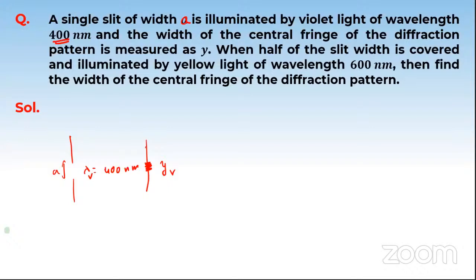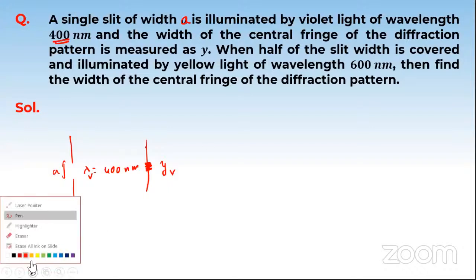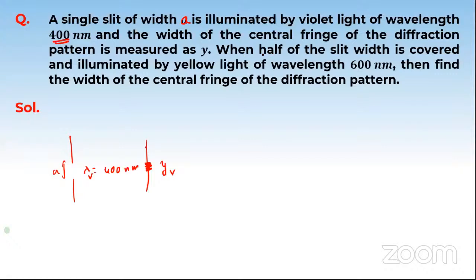No problem. Now, what are they going to do? In the next case, they're going to cover half the slit. This was the whole slit, I'm covering half of the slit, so I'm left with A by 2. When half the slit is covered and illuminated by yellow light instead of violet light, which has a wavelength of 600 nanometer, what will be the width of the central fringe? They're asking for the central fringe width of yellow light in terms of the violet fringe.